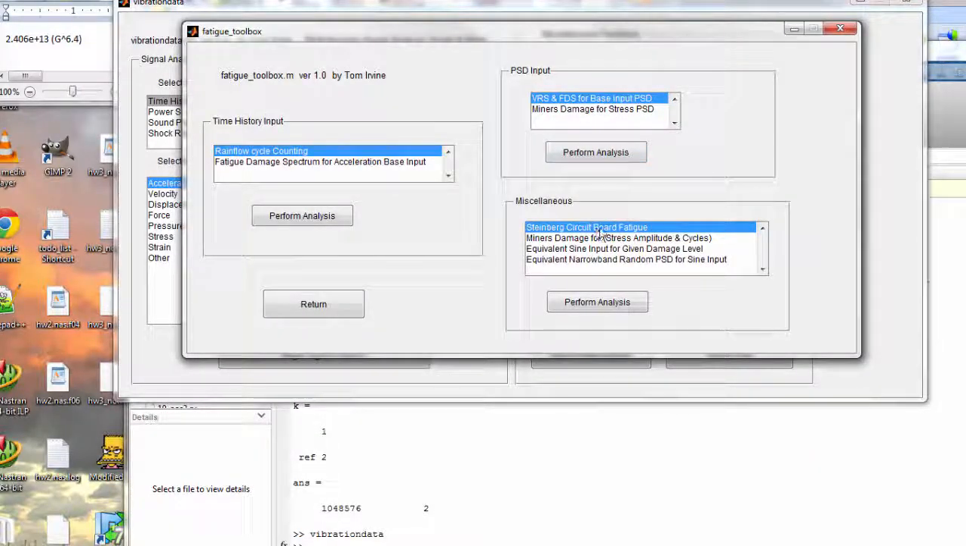But actually, we're not going to do that one today. We are going to come back to that later. So let's do equivalent sine input for a given damage level. Let's perform this analysis.